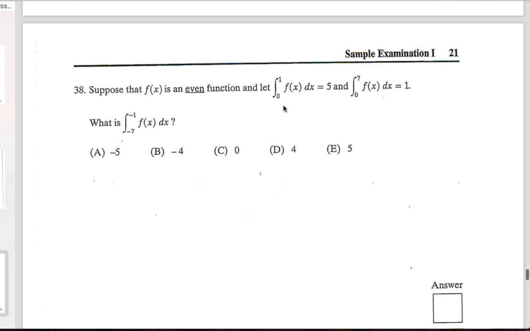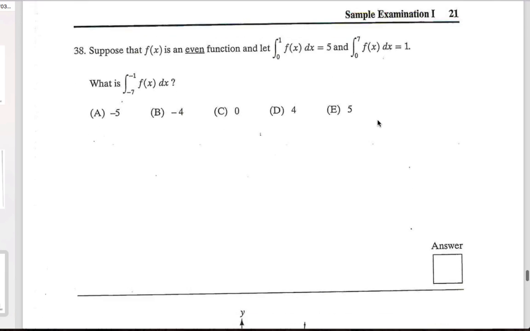This problem I hope you know how to do. Since it's an even function, remember that that means that everything is reflected over the y-axis. So the integral from 0 to 1 would be equal to the integral from -1 to 0. So that's the trick to solving this problem right here.